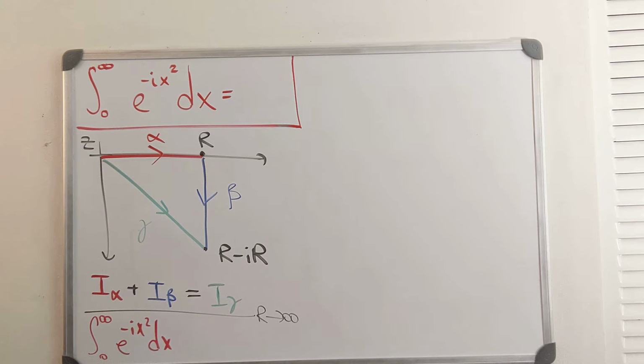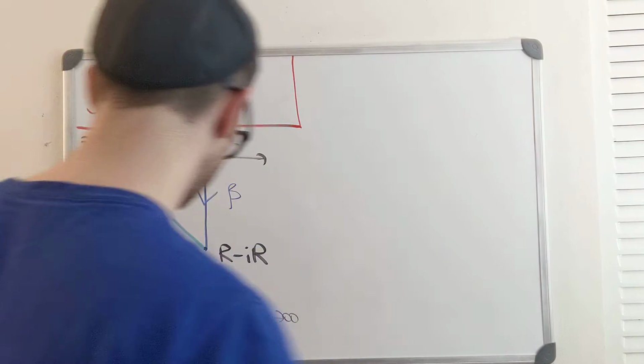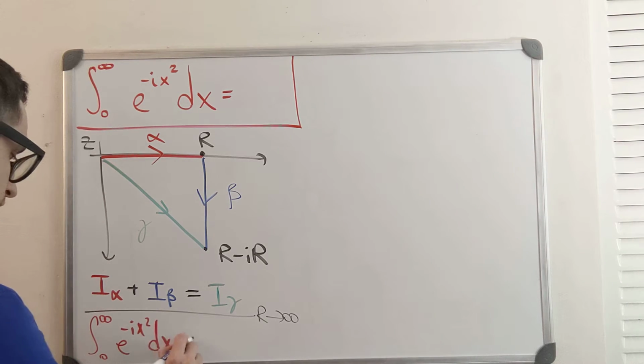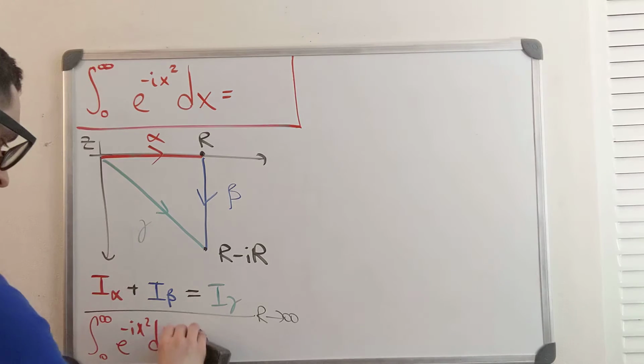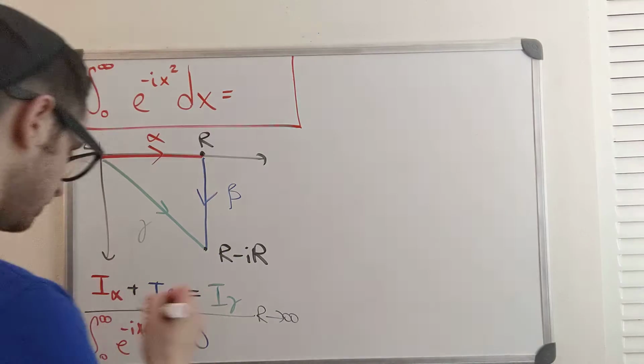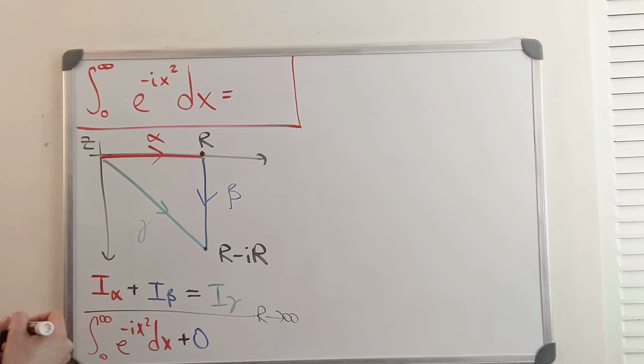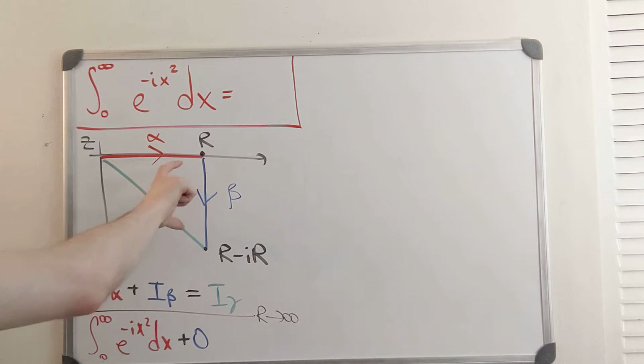So the integral along the beta contour is actually going to go to 0 in the limit as r goes to infinity. I'll argue why that's the case, but it's not too hard to believe. As the real part of z gets big, beta is getting pushed out further and further, and that's going to make the frequency of oscillation higher and higher, so we should expect smaller and smaller contributions.